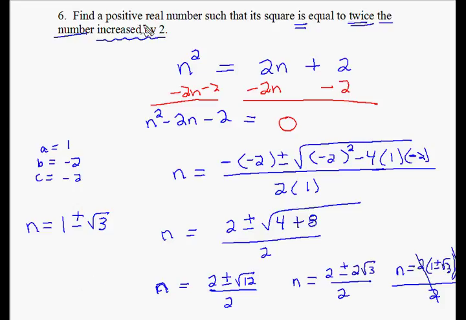I think not. And I think not because this is a positive real number we're looking for. And 1 minus the square root of 3 happens to be a negative. So our answer for this word problem, the number, is 1 plus the square root of 3.